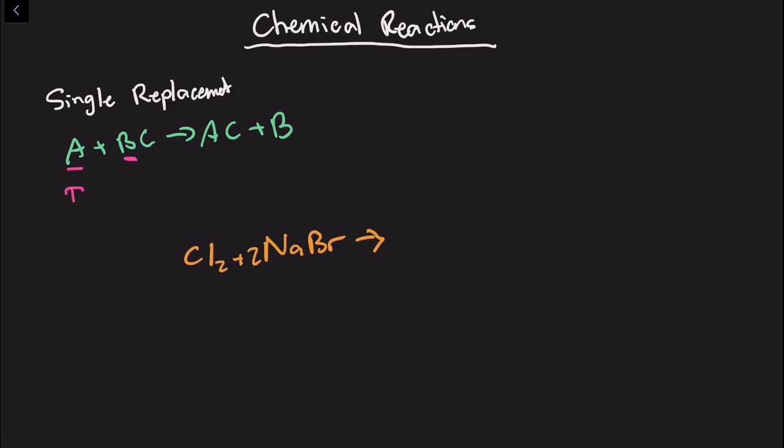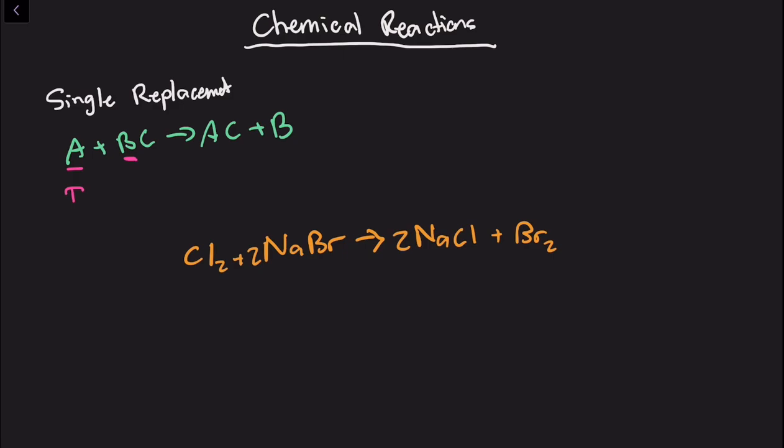So in this case, the chlorine is more reactive than the bromine by looking at the periodic table. So we know that this reaction will in fact go through. So the halogen will just replace the halogen, and we will end up with 2 NaCl plus Br2 as our products.